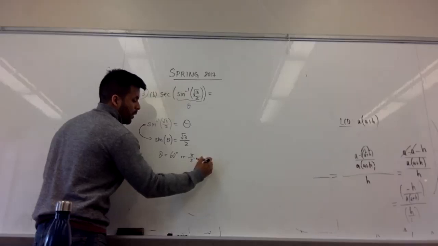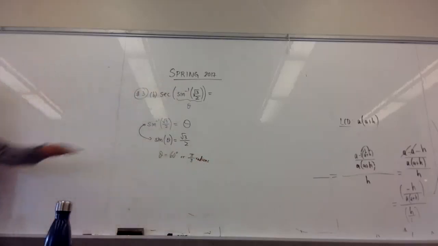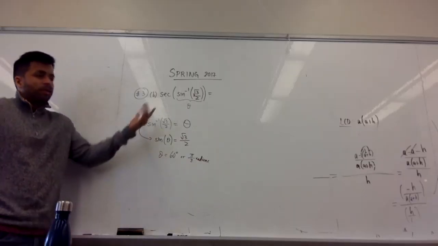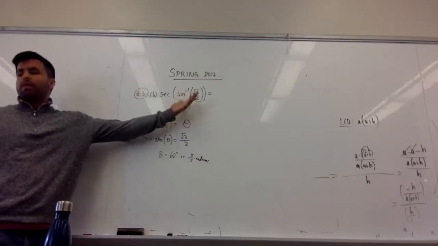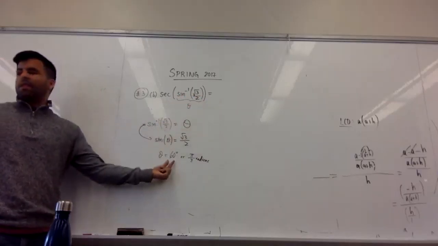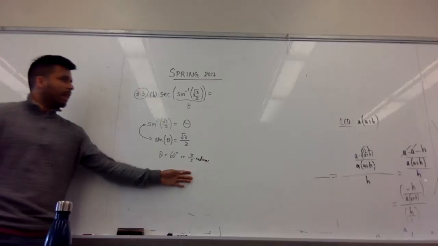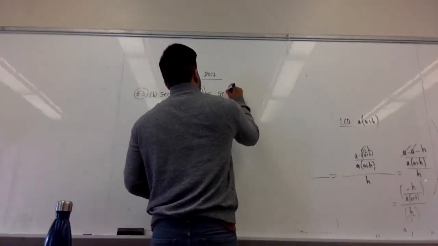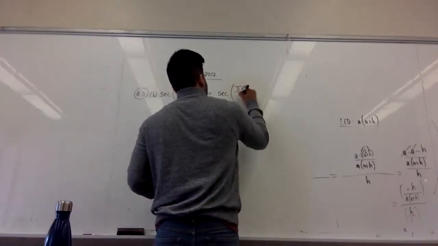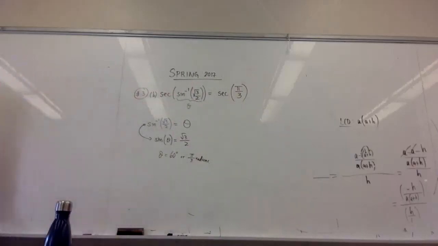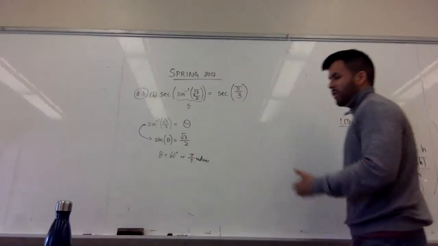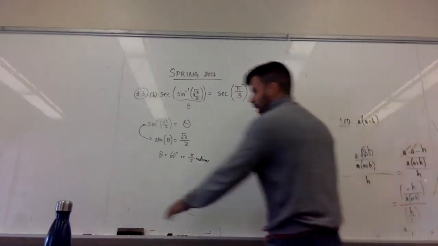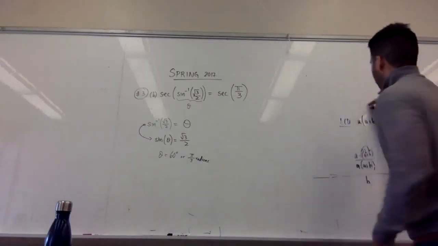So make sure you're able to go back and forth between radians and degrees. Essentially, we just found what the inside of this function is. Sine inverse of radical 3 over 2 is 60 degrees. Well, let's deal with radians. So it's secant of pi over 3. It's okay if you do 60 degrees, but make sure you become more comfortable with radians because you're going to be using radians much more than degrees, especially in calculus. You're not going to be doing degrees.